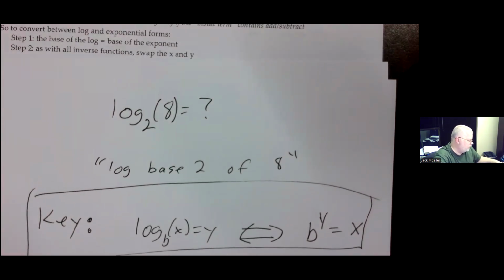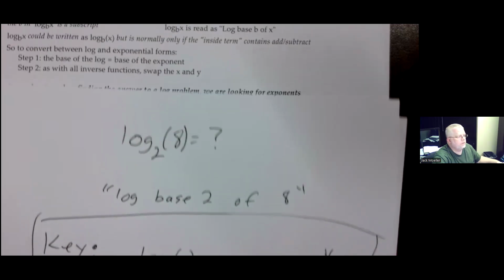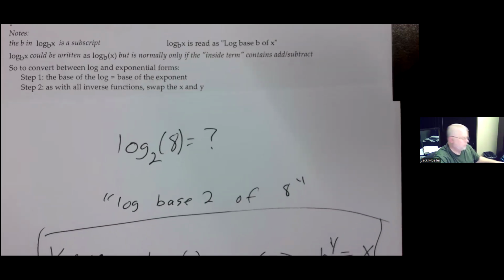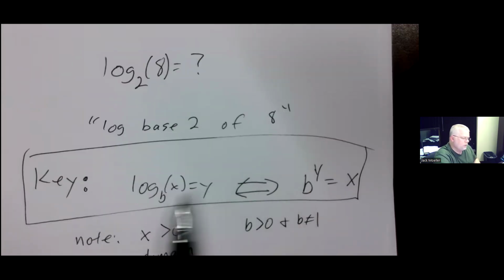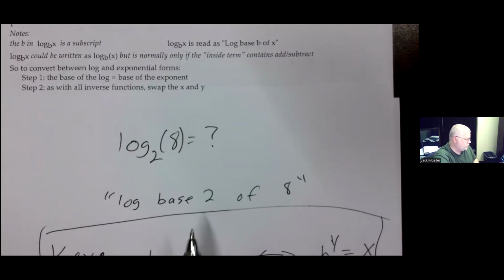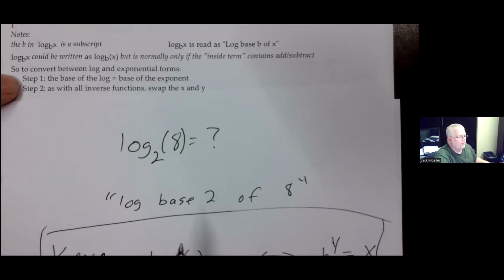What are some other things? Okay, so here is how we convert between logs and exponents. This is where we're going to do a lot of examples, but here's sort of what you're going to be doing over and over.